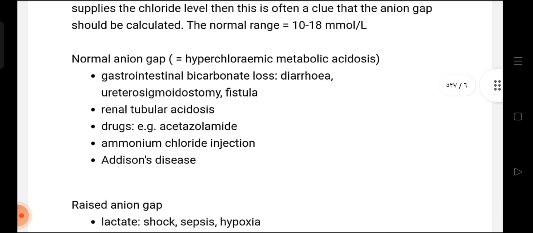Normal anion gap, or hyperchloremic metabolic acidosis. Causes of normal anion gap: gastrointestinal bicarb loss, diarrhea, urethrosigmoidostomy, fistula. Renal tubular acidosis also causes normal anion gap. Drugs such as acetazolamide, ammonium chloride injection, and Addison's disease.